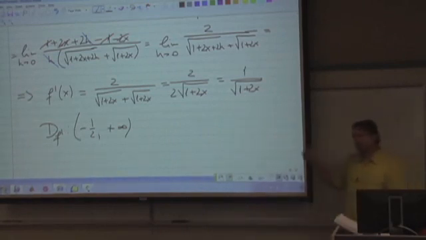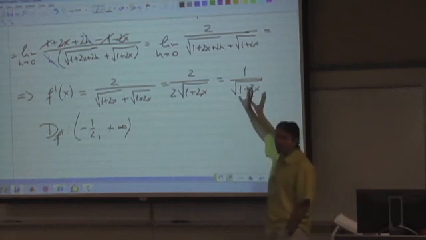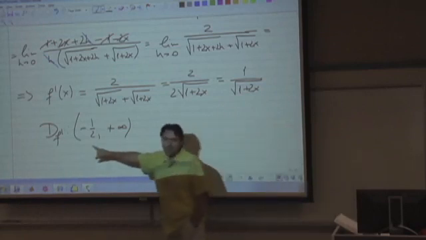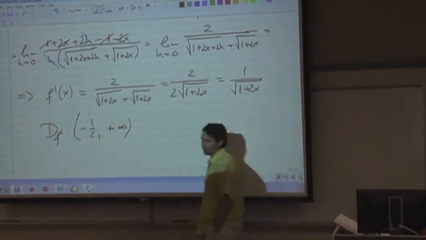Okay? And this is one of those instances in which, notice that the domain of f and the domain of f prime are not the same. F prime actually is a little less than f. Okay?